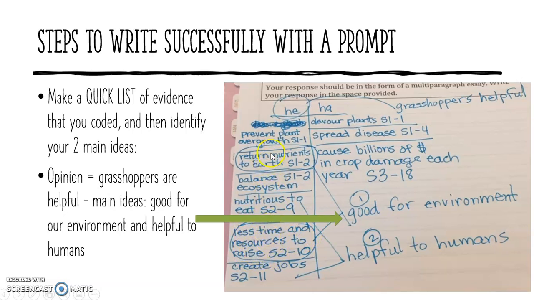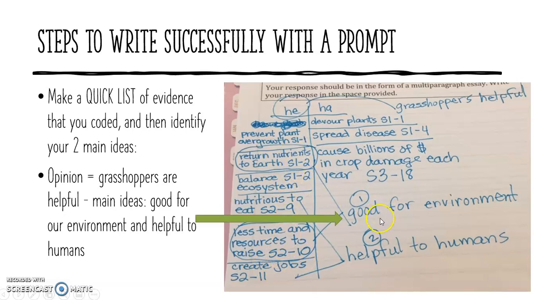When I looked at these two, it became clear to me that the big picture there is that grasshoppers are good for the environment. So that became one of my main ideas. How do I know they're good for the environment? Number one, because they return nutrients to the earth. Number two, because there's less time and resources to raise grasshoppers. Notice also that I wrote down which texts I got this information from so that I don't have to go back and look for it when I'm writing.